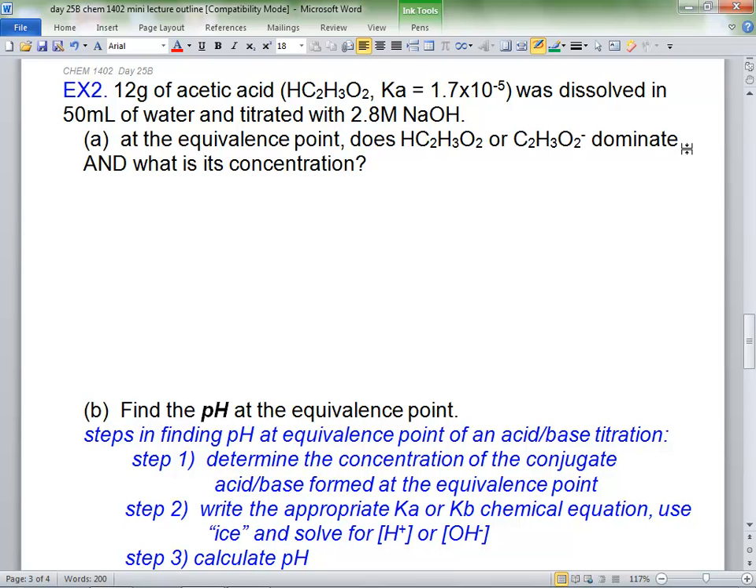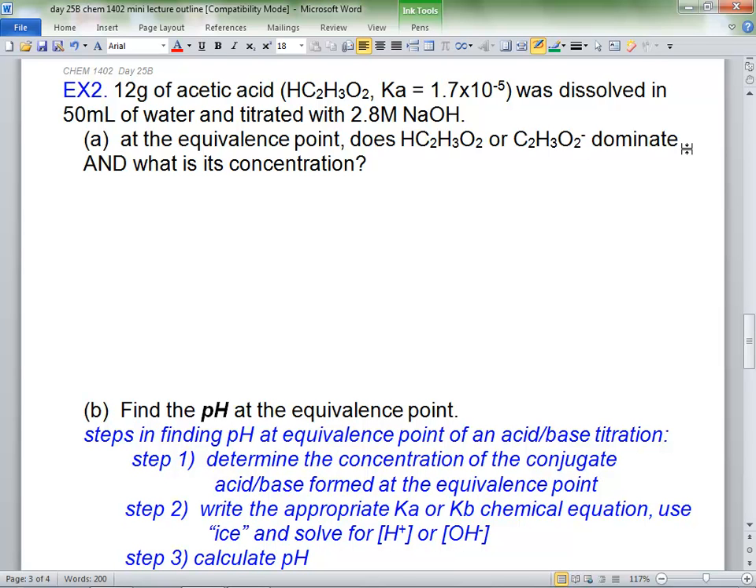"12 grams of acetic acid." HC2H3O2 is acetic acid. Ka is 1.7 times 10 to the negative 5. I just got all that from the table. It was dissolved in 50 mils of water and titrated with 2.8 molar NaOH. So, Mari, at the equivalence point, you had just enough NaOH for all that acetic acid to react, every single little molecule of it. At the equivalence point, does acetic acid or the acetate anion dominate?